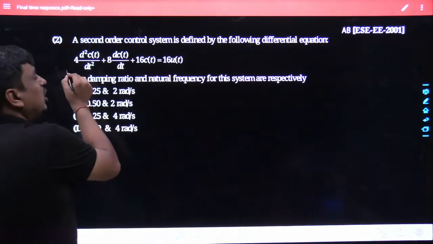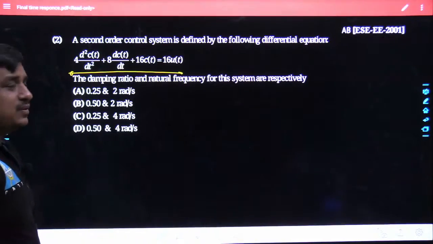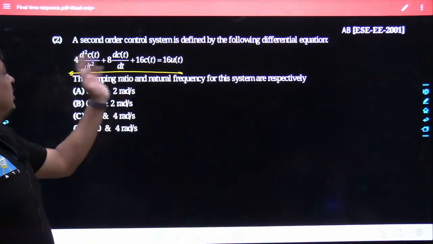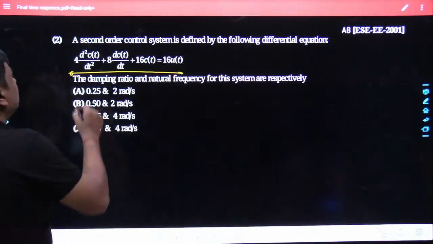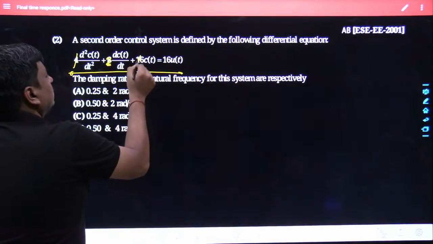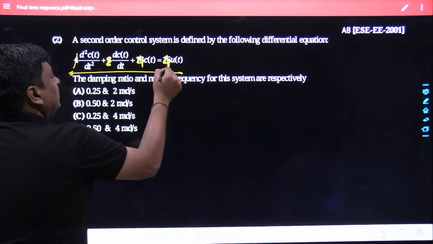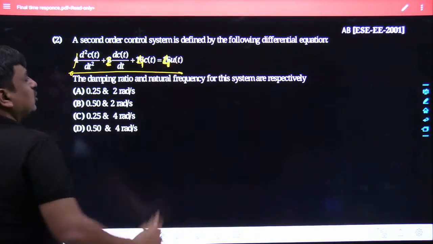You can see what is the input which is being applied to the system. Whereas the 4 is a common factor, you can take that 4 common. So at the end of the day, this would become 1, this would become 2, this would become 4, this would become 4, and this would become 4. So virtually again we have been dealing with a standard second order system.